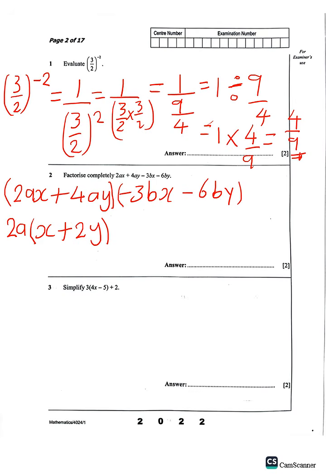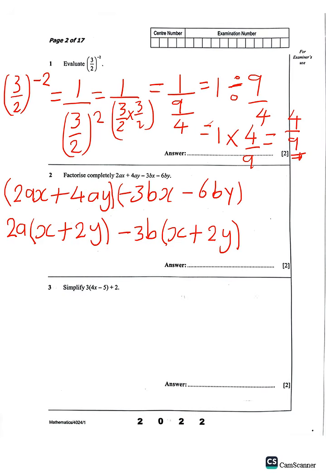Then we can factorize the other pair, negative 3bx minus 6by. What is common is negative 3, and b is also common. So if we divide negative 3b into negative 3bx, we get just x. Negative 3b into negative 6by, we get positive 2y. Okay, so now to check if the answer is making sense, let's look at what is formed in each bracket. We can see that we have the same, so we are okay.